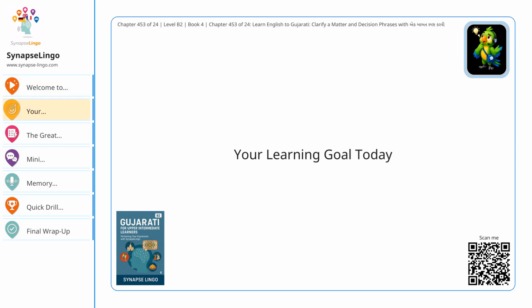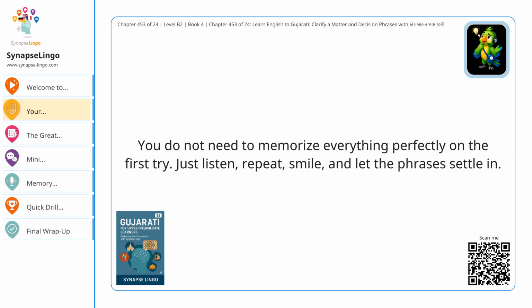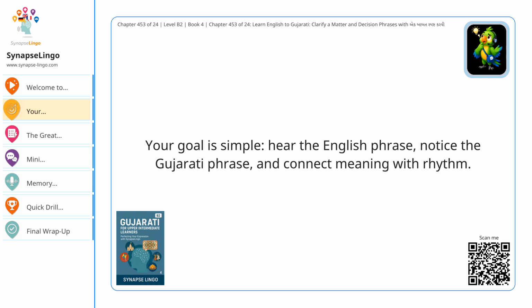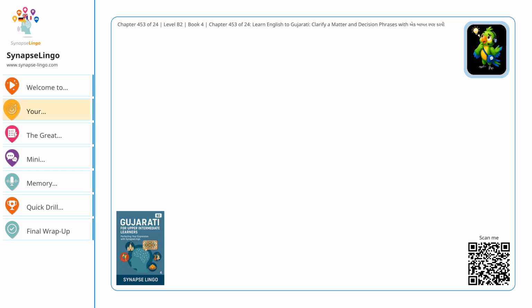Your learning goal today. You do not need to memorize everything perfectly on the first try. Just listen, repeat, smile, and let the phrases settle in. Your goal is simple. Hear the English phrase, notice the Gujarati phrase, and connect meaning with rhythm. Clarify a matter, is. એક બાબત સ્પષ્ટ કરવી. Establish a connection, is. જોડાણ સ્થાપિત કરવું.